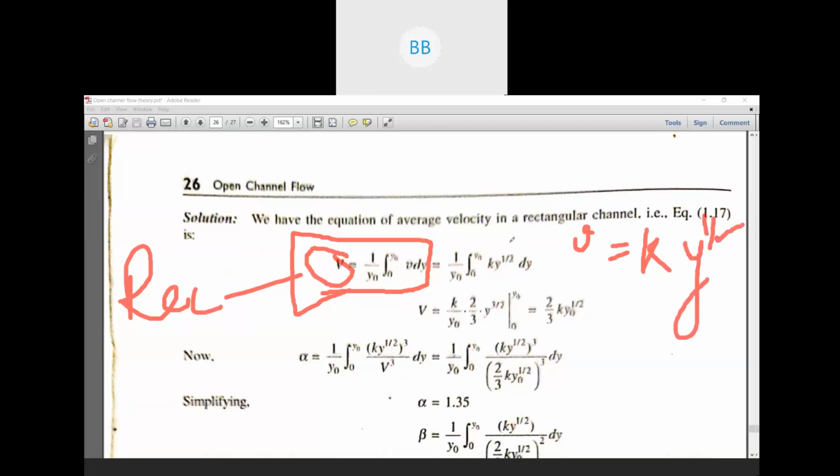But here we are going to consider it as y to the power half. Then you integrate. So k you bring out, as k is a constant. So k by y naught, then we have to integrate y to the power half.